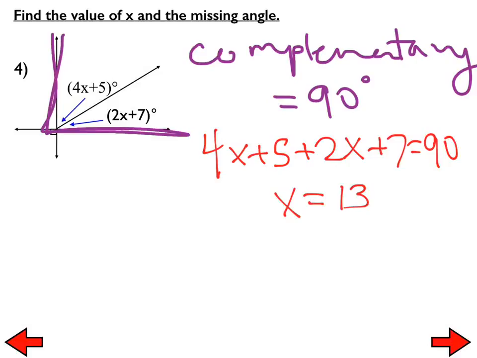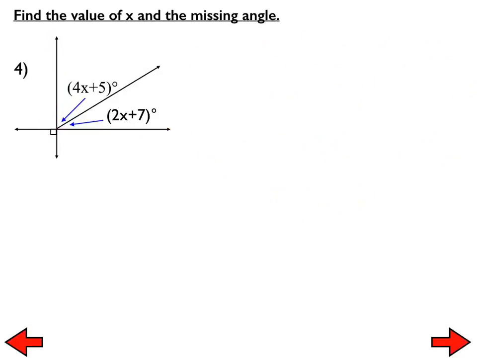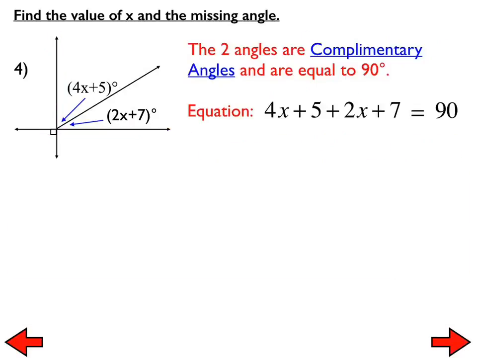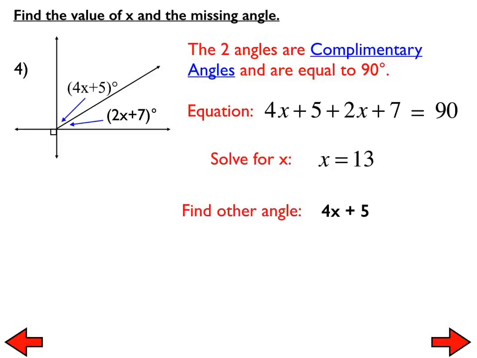This one is 4x plus 5 degrees. This one is 2x plus 7 degrees. So you need to plug it in for both of them. So it's complementary, you set it up, you solve for x. Then let's plug in the first one, which is 4x plus 5. So 4 times 13 plus 5, what did you get, Beth? Yeah, how many degrees was this first angle? 57 degrees. So that first one's 57 degrees.